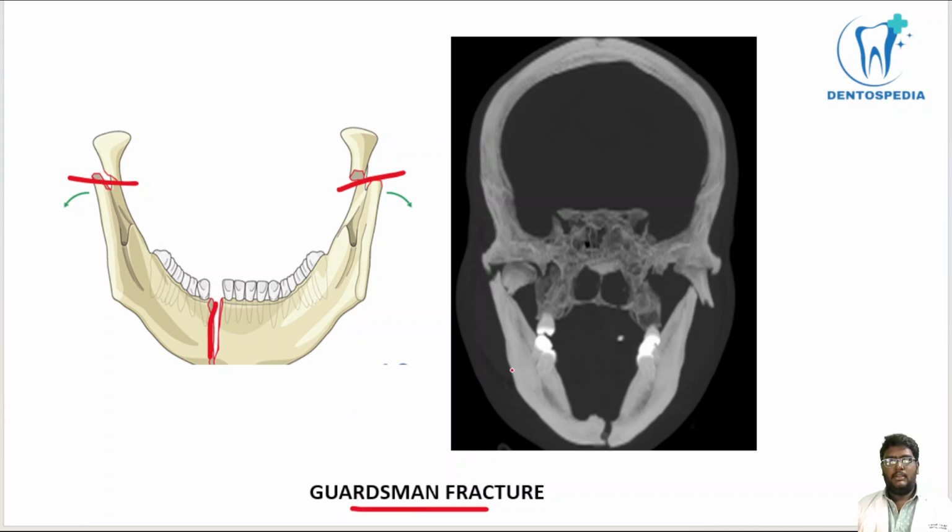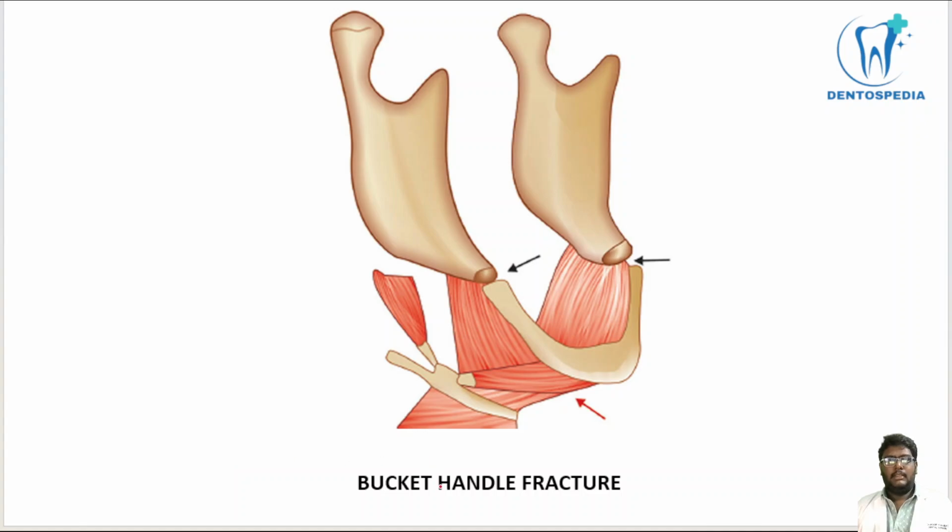Okay, here in this coronal view of the CT scan, you can see there is a fracture in the symphysis region, and also both condyles have been fractured. This type of pattern is called Guerin fracture, and this is called bucket handle fracture, which is commonly seen in old age patients, where resorbed bone will be present, right? Because of the digastric muscle pull and also the thinness of the mandible, the fracture occurs easily, and this is called bucket handle fracture.